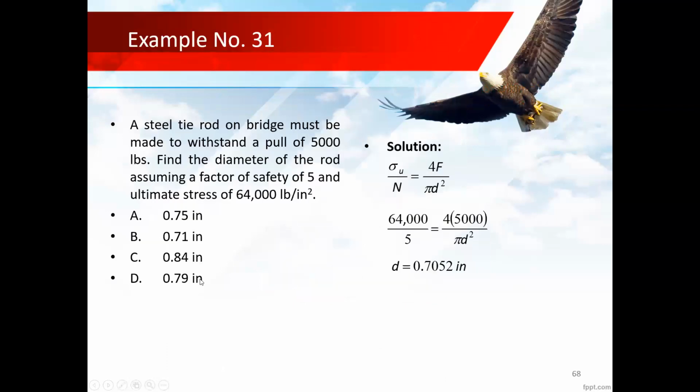So, example number 31. A steel tie rod on a bridge must be made to withstand a pull of 5,000 pounds. Find the diameter of the rod assuming a factor of safety of 5 and ultimate stress of 64,000 pounds per square inch. Solution, sigma u over n is equal to 4F over pi d squared. So 64,000 divided by 5 is 4 times 5,000 over pi d squared. So d is equal to 0.7052. Asan dyan? Letter B.